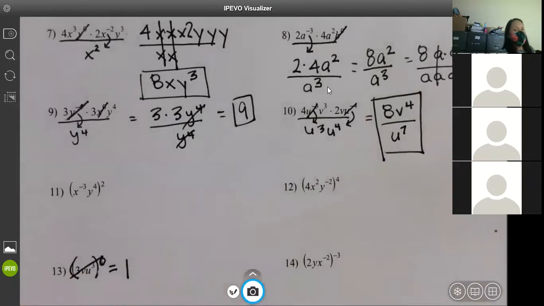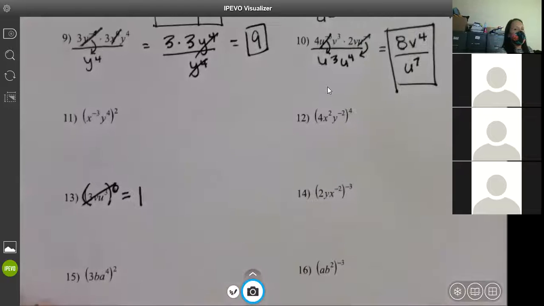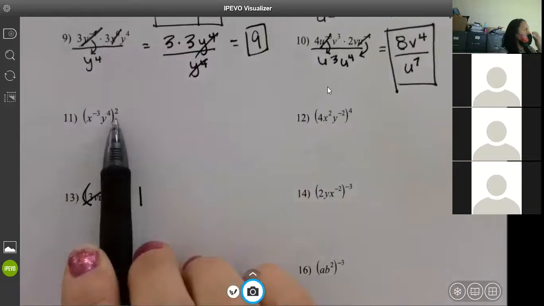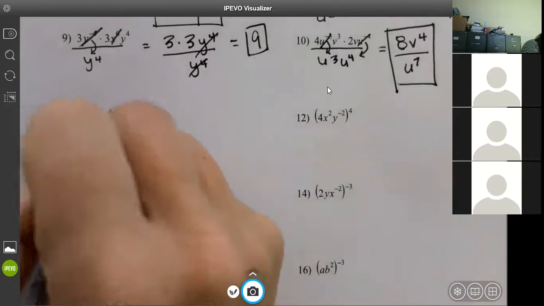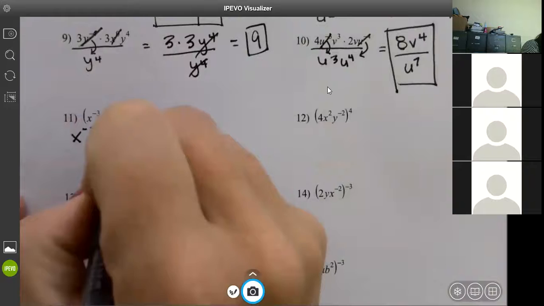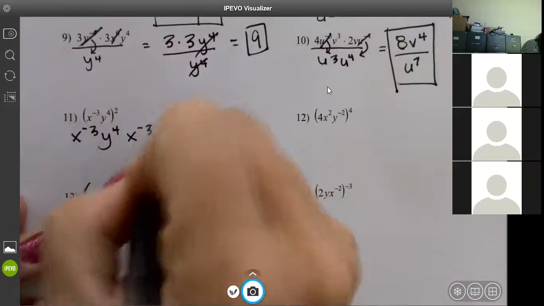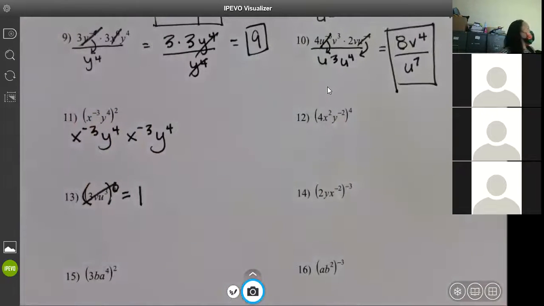Okay. Somebody tell me what a square means. What does it mean to square it? Times it by itself. So on this one, when I see square, I'm going to write it twice. x to the -3, y to the 4th, x to the -3, y to the 4th. Now it just looks like our other problems. It's exactly like our other problems.